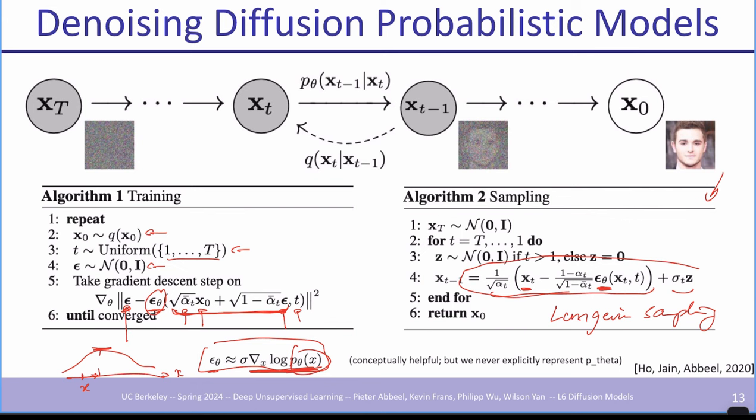So in some sense, that's all there is to it. I mean, there's a lot more to it, obviously, because there's many more years of work and many breakthroughs that have happened since this paper. But in some sense, this is all there is to it. You learn to identify the noise that was applied, and then later you use the ability that you learned to nudge the image into a better and better situation.